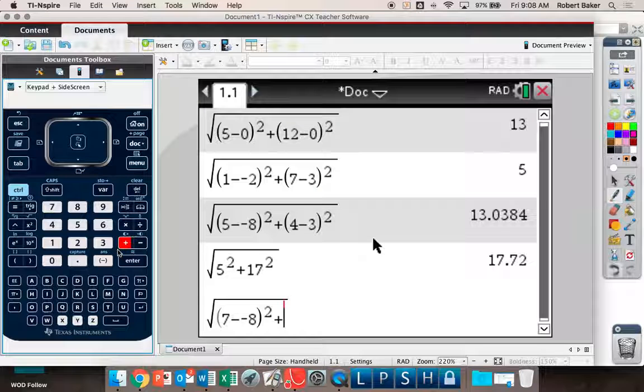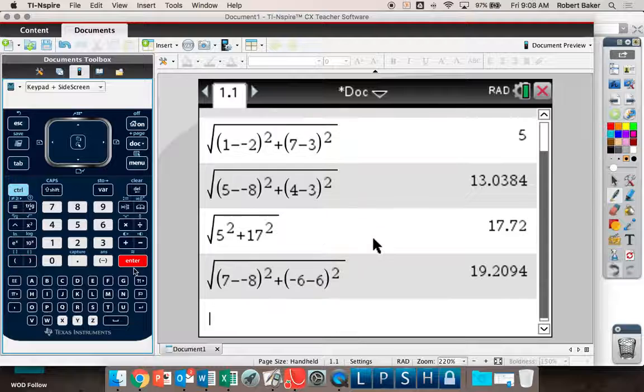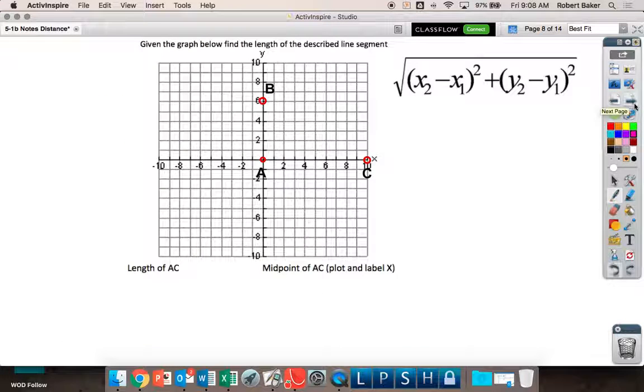So second one, 7 minus negative 8 and negative 6 minus 6. 19.2 on the nose. Alright, that's good. You feel good about that?